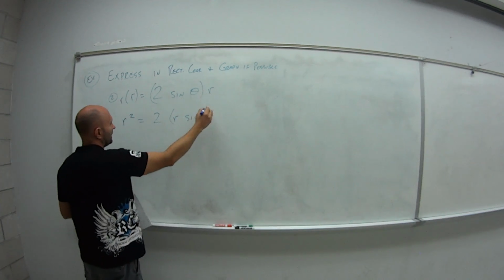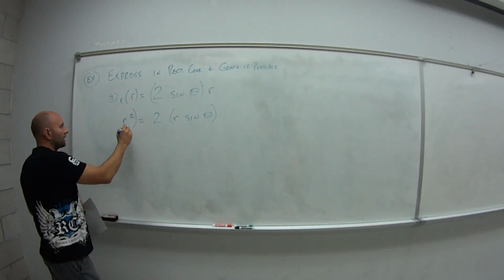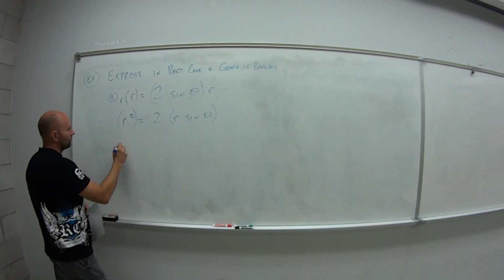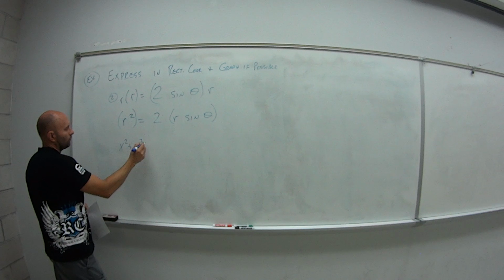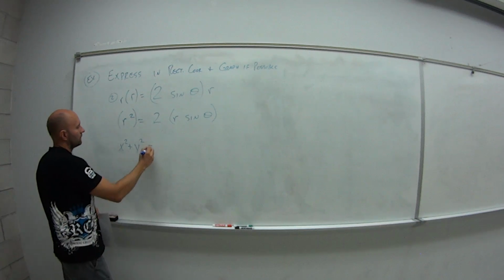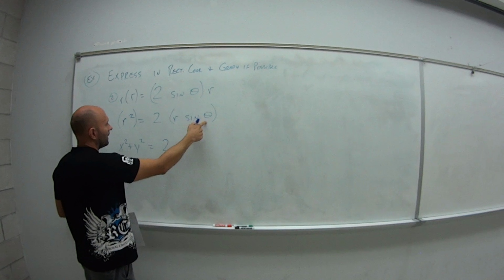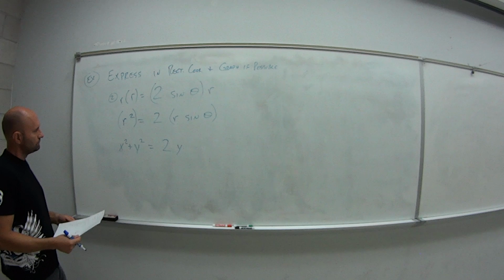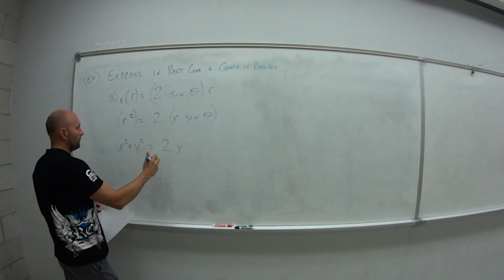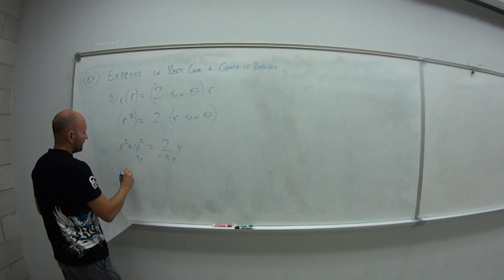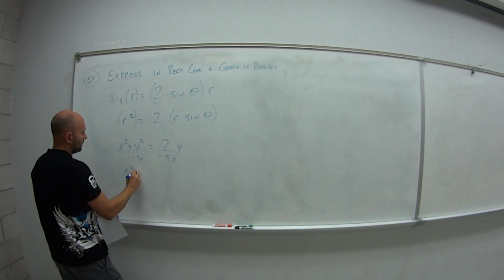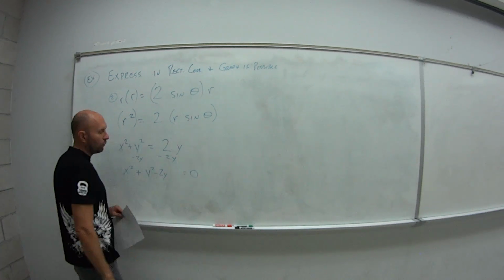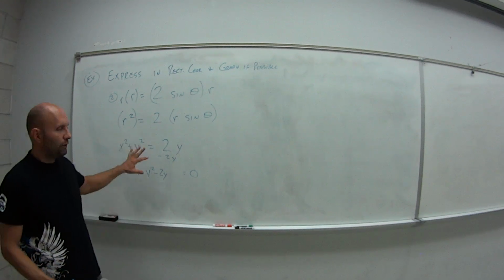Now I actually can change this piece to x's and y's, and I can also change this one, right? Because r squared, in terms of the 4 equations I had, is x squared plus y squared. And 2 stays here, and r sine of theta is equal to y. So now if I want to move this 2y over, I get x squared plus y squared minus 2y equals 0.